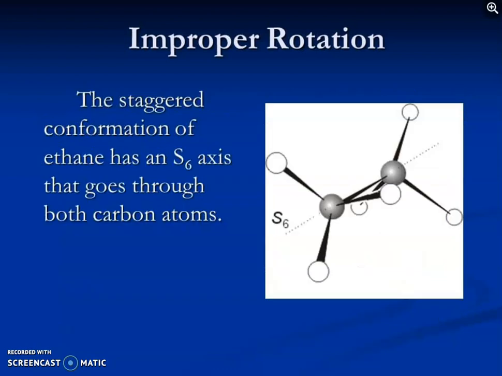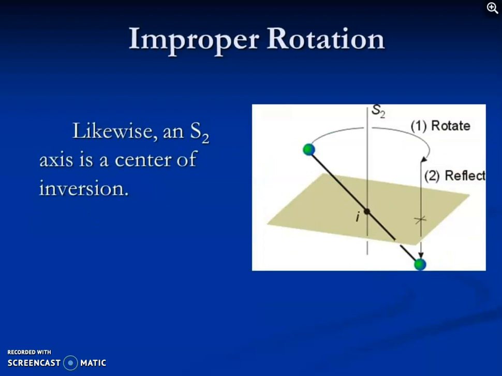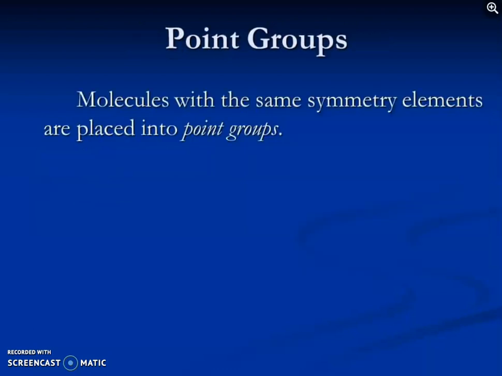So, improper rotations: the staggered conformation of ethane has an S6 axis that goes through both carbon atoms. Now, note that an S1 axis doesn't exist. It is the same as the mirror plane. Likewise, an S2 axis is a center of inversion.